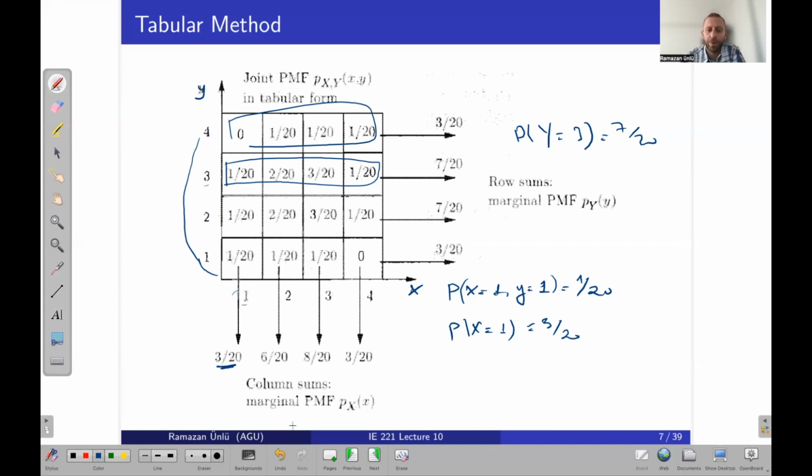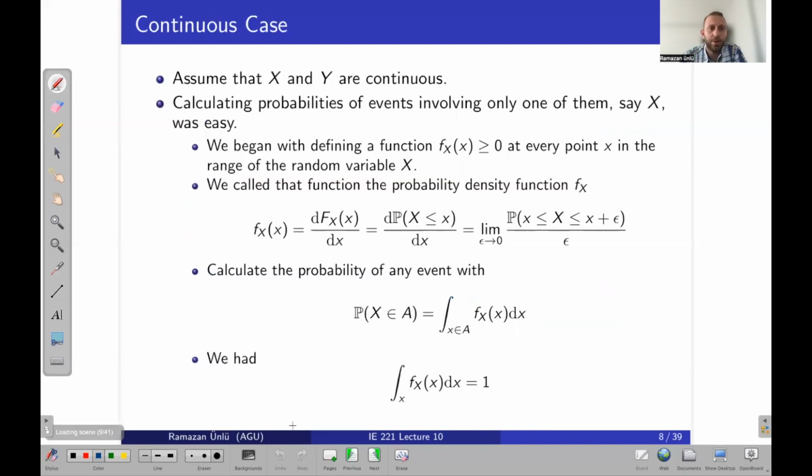So this is the end of part 1, and we will continue with the continuous case, and we will use the same logic. So please take it easy and just try to understand the logic. I'll see you in part 2.